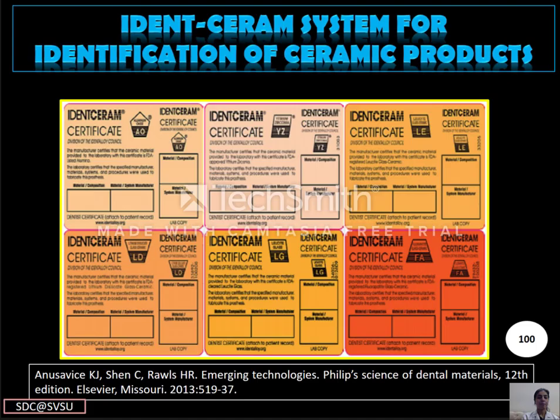Ident alloy certificates have been used by dental laboratories for many years to identify the alloys that are used in prosthetic cases. These allow for easy communication between the laboratory technician as well as the dentist. Ident Ceram certificates were introduced in the year 2007 to identify the manufacturer, brand name, and the composition of the material used for all ceramic prostheses. For example, AO stands for aluminum oxide, YZ stands for yttria stabilized zirconia, LE stands for leucite-based ceramics, and so on.